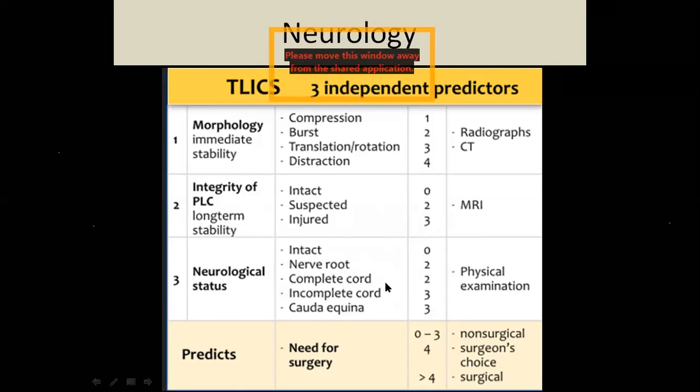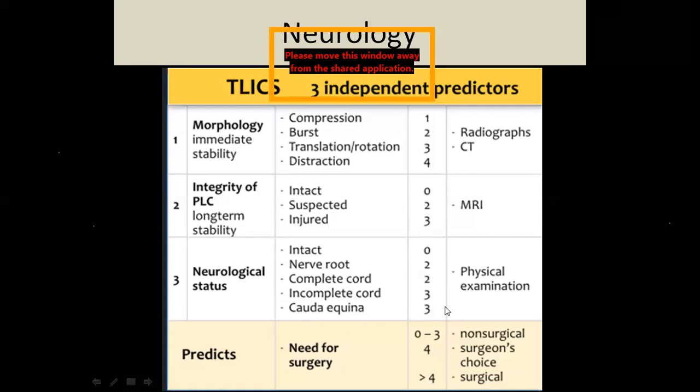If the patient is having incomplete cord injury, what is incomplete cord injury? Patient is having weakness, but patient is having some toe movements and the sphincter contraction is there. As I said earlier, sacral sparing is there. Incomplete neurology, okay? ASIA A is complete neurology. ASIA B, sensation is intact, there is no motor. ASIA C and D come in this category. ASIA C, ASIA D, muscle power is there. That comes under incomplete cord injury. Or if there is a cauda equina syndrome following fracture, they will have maximum points, 3 points.